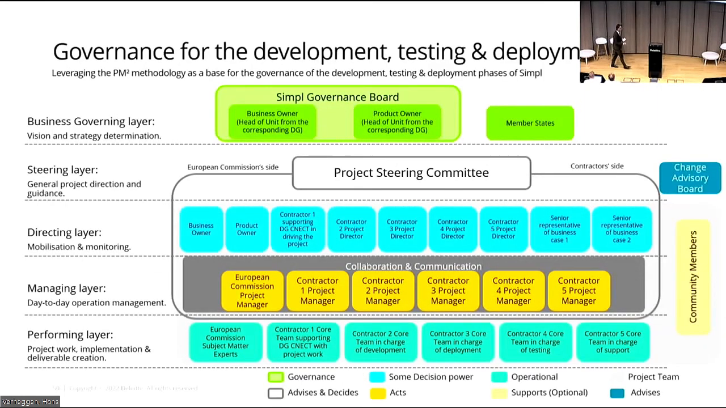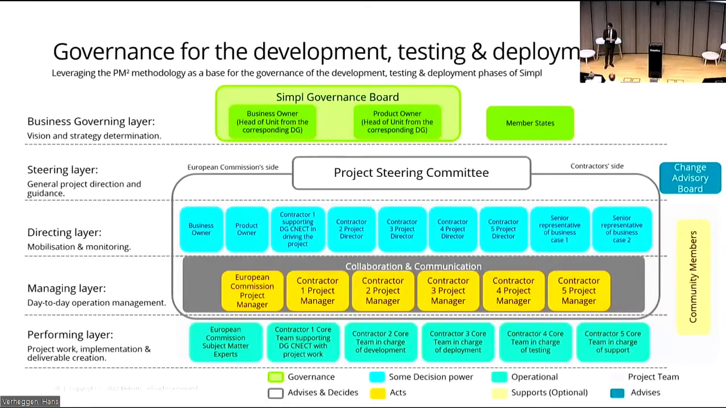So if we go to the next slide, you see here, this is the first governance model. Here we leverage the PM square methodology. On top, we have the business governing layer, which is more the vision and strategy determination. There we have the Simpl governance board. They approve and sign off of the deliverables. They authorize planned deviations and high-level scope changes. And they provide high-level monitoring and control over the project while keeping the project focused on its objectives.